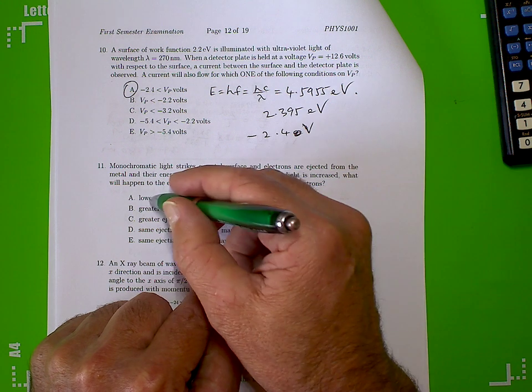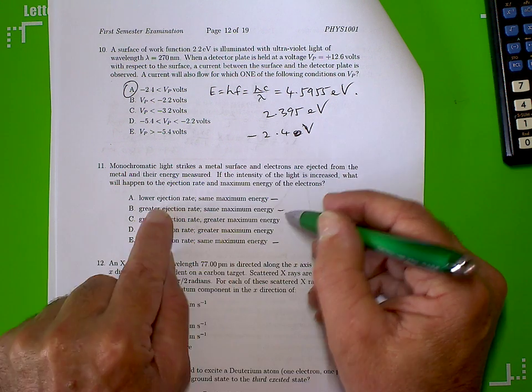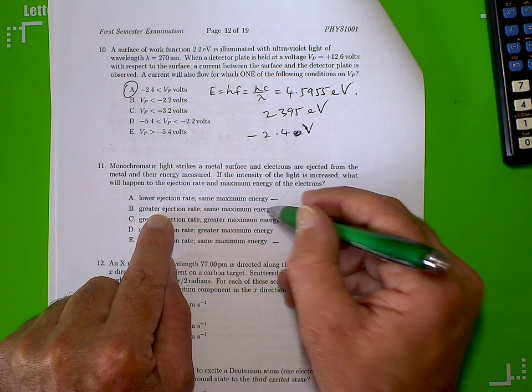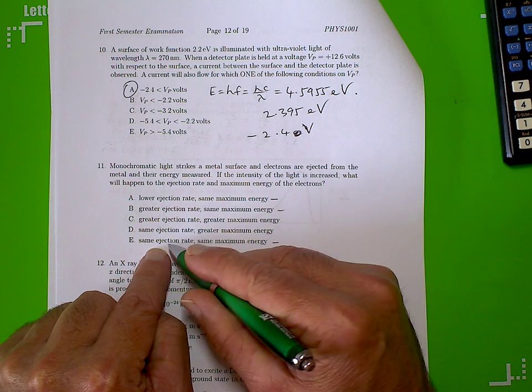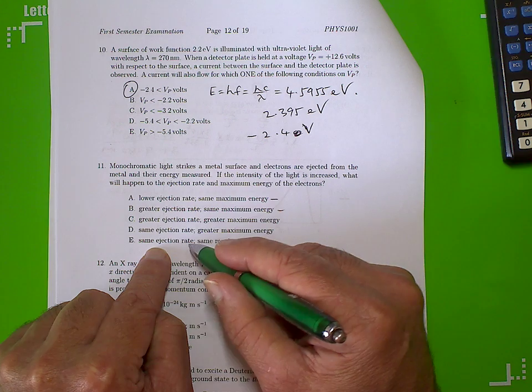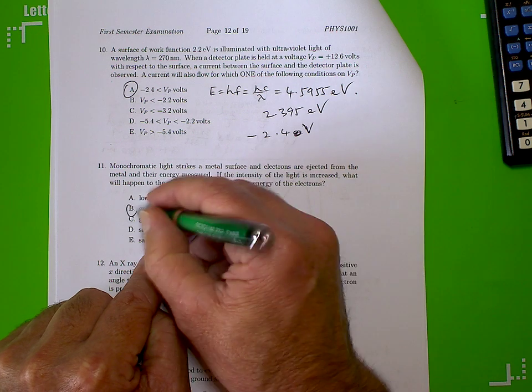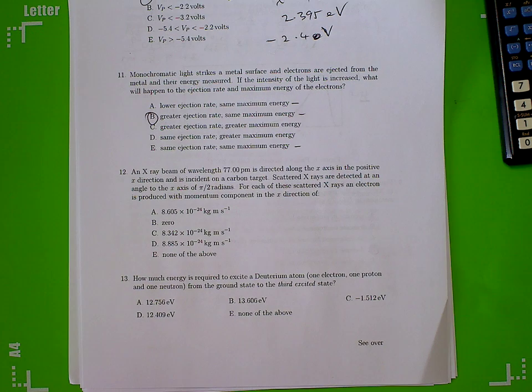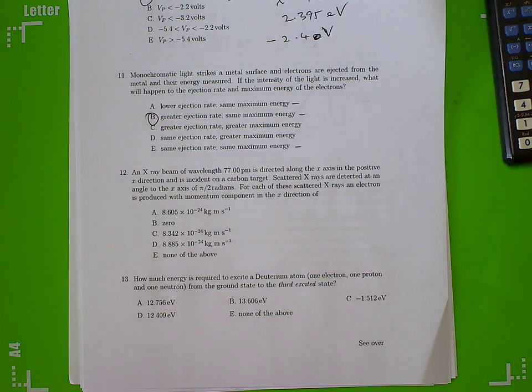So it won't be that, because that says lower. Now this one looks promising: greater ejection rate, same maximum energy. This one says same ejection rate. Well, no, more photons, more electrons ejected. So B it is. Okay. So much to remember.